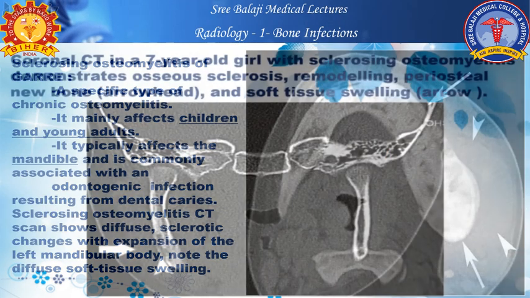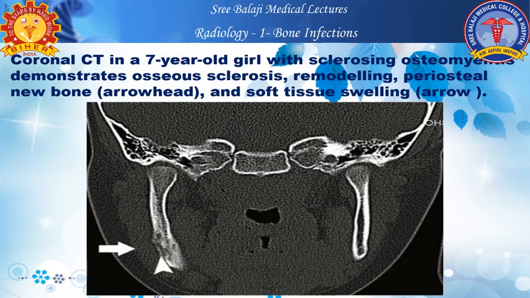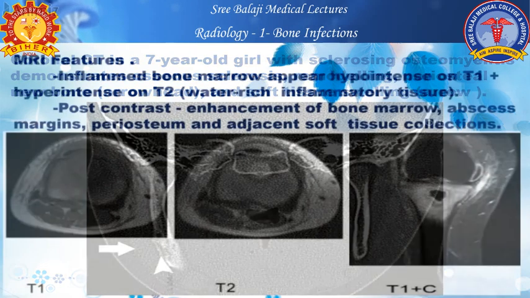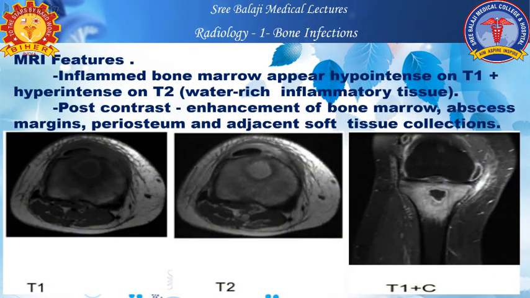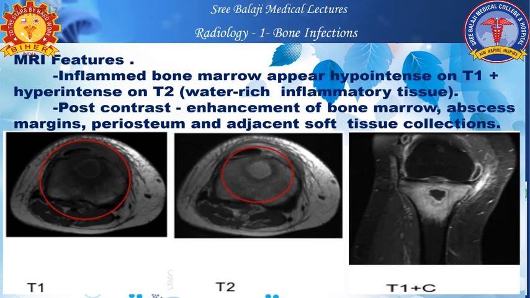The next slide is a CT of a 7-year-old girl with sclerosing osteomyelitis, which shows a dense thick bone with irregular margins and a soft tissue swelling. MR features of osteomyelitis are primarily picked up by marrow changes. That is, the inflamed marrow will appear hypointense on T1 and hyperintense on T2. On contrast administration, the bone marrow enhances, and it also shows the abscess margin very clearly. The periosteal reaction and the adjacent soft tissue inflammation can be depicted.